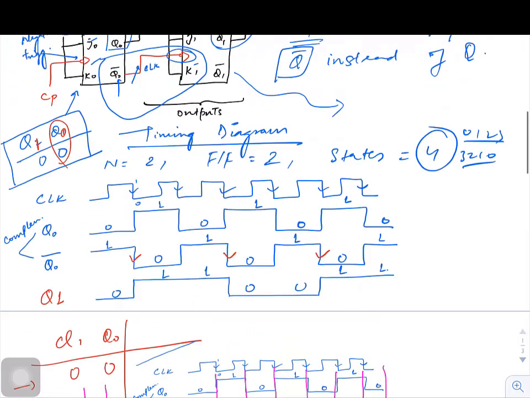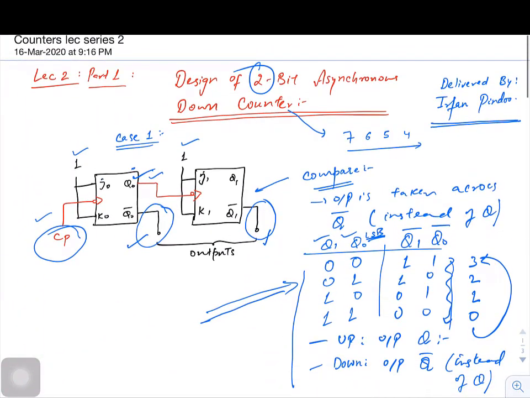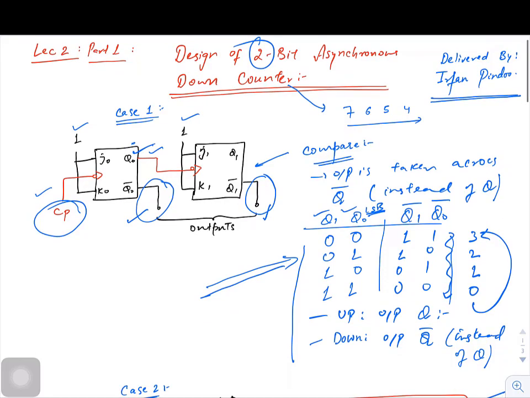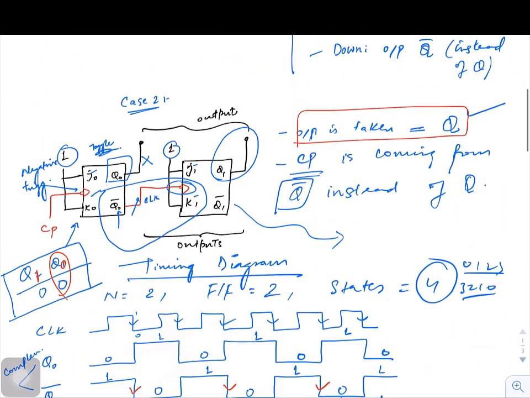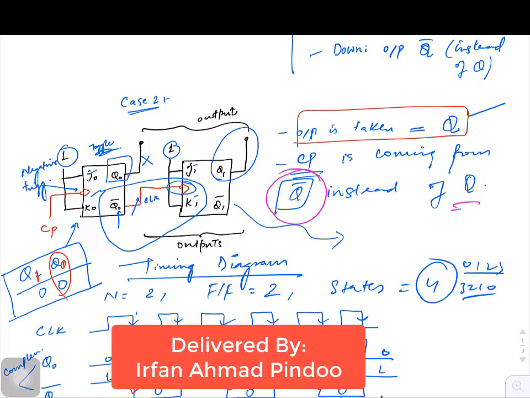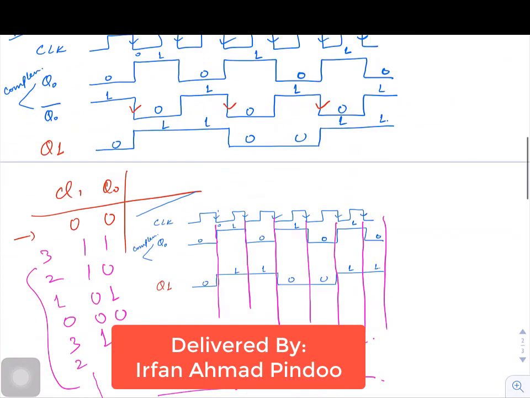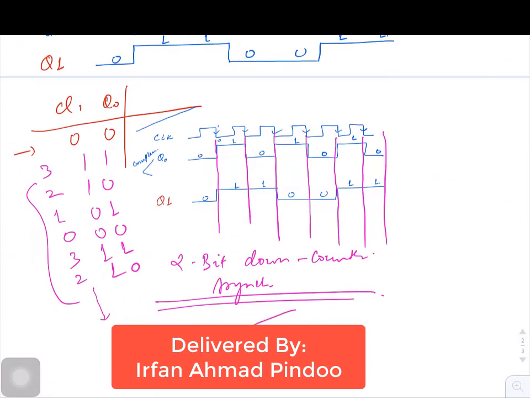So I hope the things are clear. Just to repeat what I said, if you had to create a down counter, there are two things you can do. Either you keep the circuit the same as for the up counter, and you take outputs from Q bar instead of Q. That is one easy way. The other way is that the outputs would again be taken from Q only, as in the up counter, but the clock pulse would be given from Q bar instead of Q. And we have seen from the timing diagrams, it is again acting as a down counter.